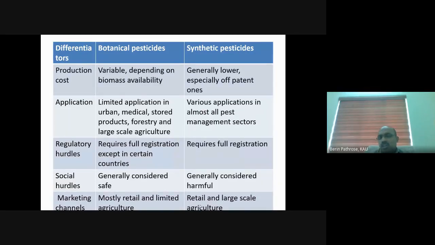Forestry, mostly it is botanical pesticides only. Synthetic pesticides are very rarely used. Synthetic pesticides are usually used for treatment of timber. Then for large scale agriculture also botanicals are used, but whatever be the sector, the application is extremely limited. But synthetic pesticides are widely used in all pest management sectors.